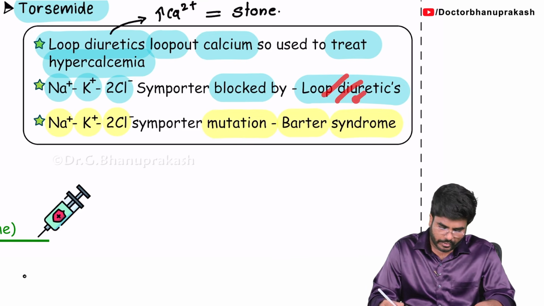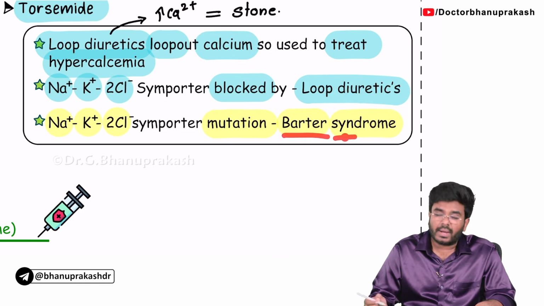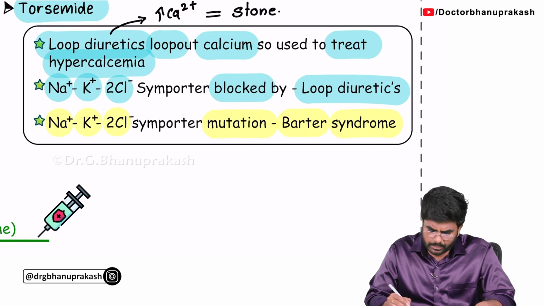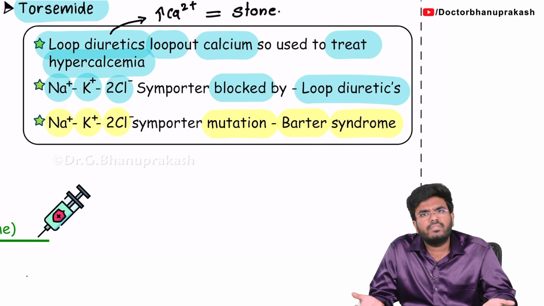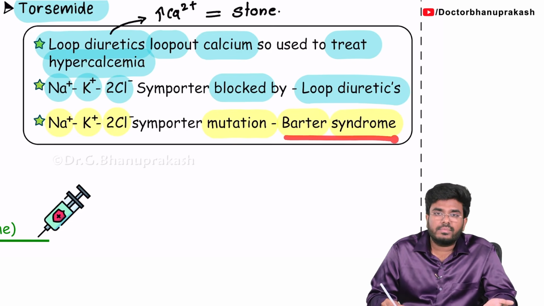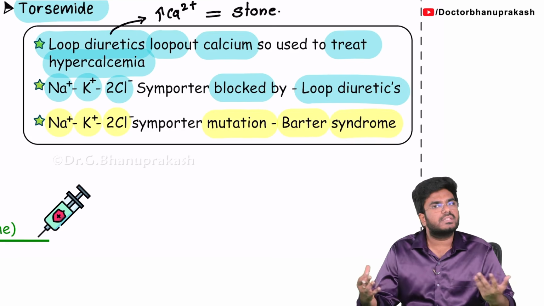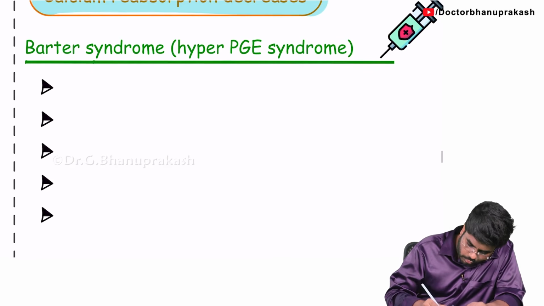See, loop diuretics block the NKCC transporter. But in a condition called Bartter syndrome, the same transporter is affected. So can I say something like this? In both conditions, it's the same transporter that is getting affected, so there will be the same clinical features. So Bartter syndrome resembles which diuretic usage? Loop diuretic usage, because in both conditions it's the same transporter getting affected. So that's why, right? Bartter syndrome, one by one point.